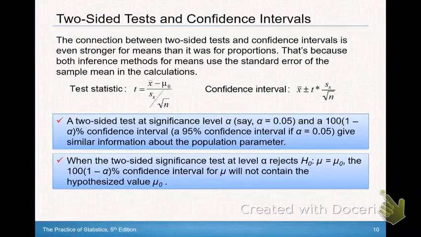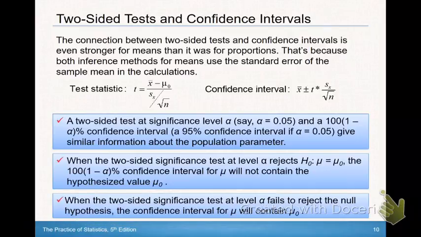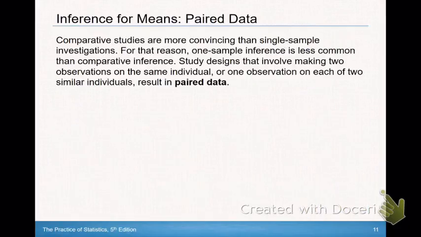When the two-sided significance test at level alpha rejects the null hypothesis, the confidence interval for mu will not contain the hypothesized value. When the two-sided significance test at level alpha fails to reject the null hypothesis, the confidence interval for mu will contain mu. We'll do this tomorrow.